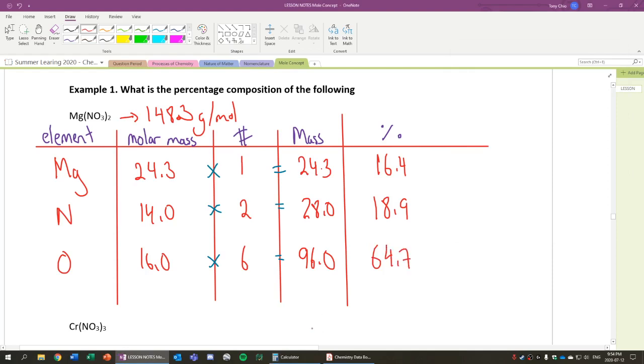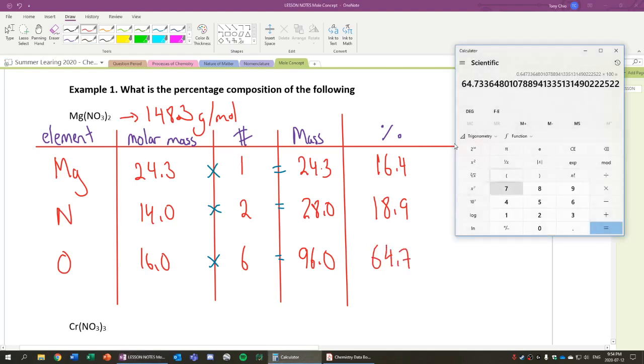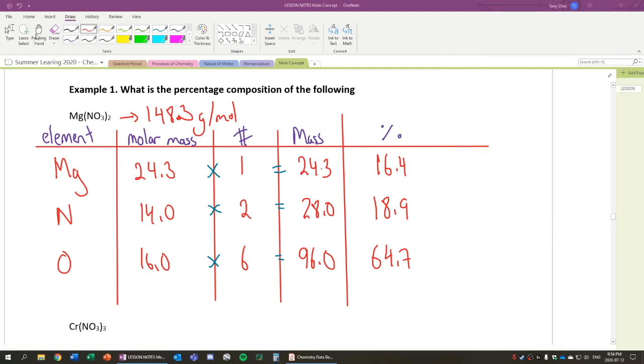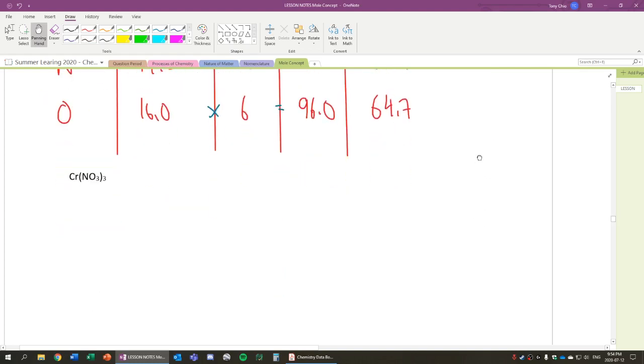Okay. Now, how do you know if you did this correctly? When you add these percentages, they should be pretty much close to or at 100%. And what you're going to see is that we get 100% here. So this is the percent composition of Mg(NO3)2. We have 16.4% of this compound is magnesium, 18.9% is nitrogen, and 64.7% is oxygen. Let's look at our next example.